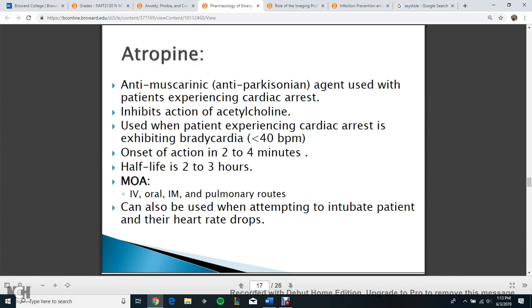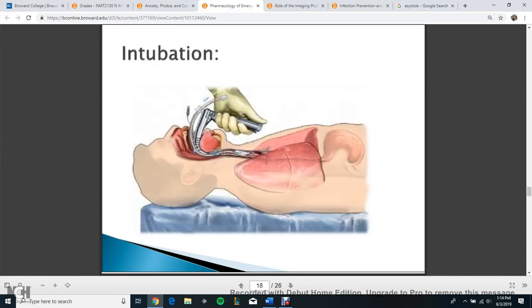Onset of action in 2 to 4 minutes. Half-life is 2 to 3 hours. Method of administration is IV, oral, intramuscular, and pulmonary routes. Can also be used when attempting to intubate a patient and their heart rate drops. Here we have an image of them intubating a patient.